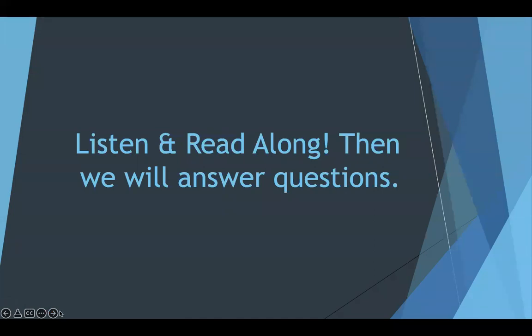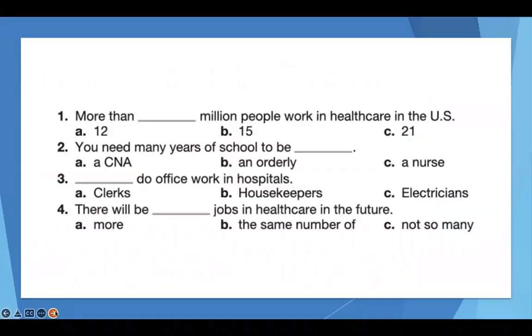Now we have a reading, but first we're going to look at the questions so that you can think about the questions while we are going through the reading. More than blank million people work in healthcare in the US. You need many years of school to be a blank. Blank do office work in hospitals. There will be blank jobs in healthcare in the future.